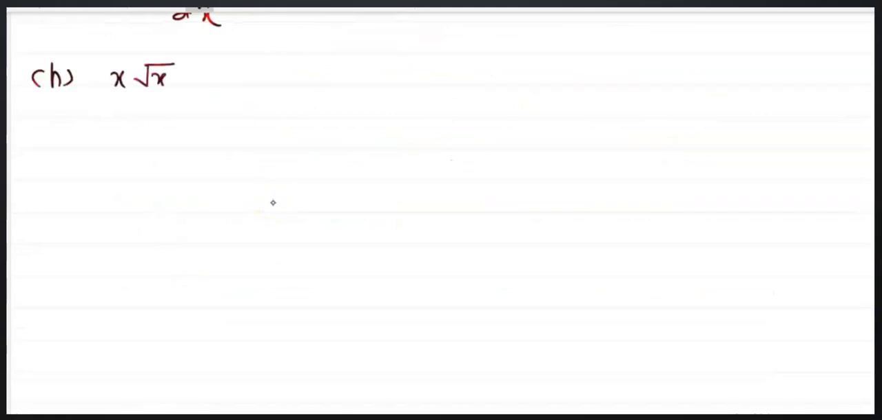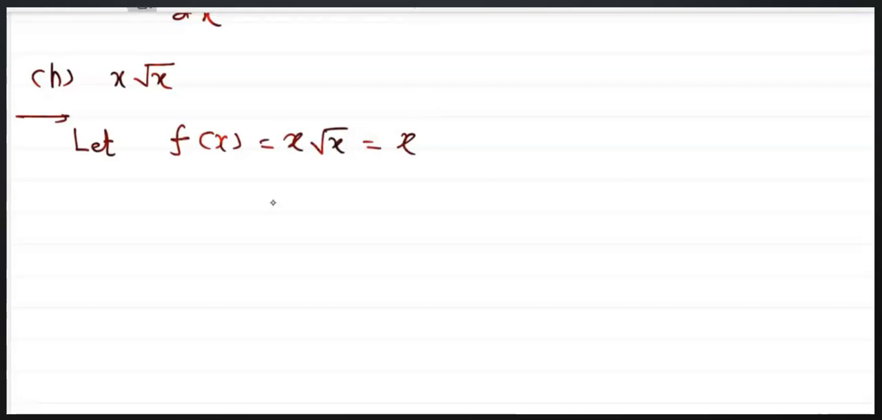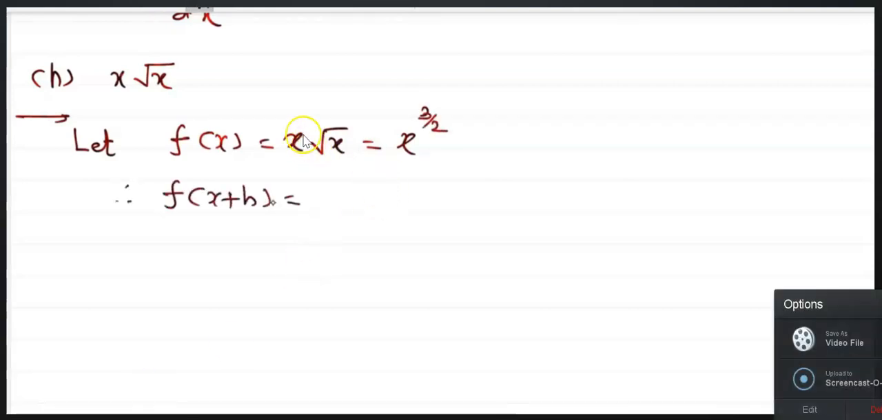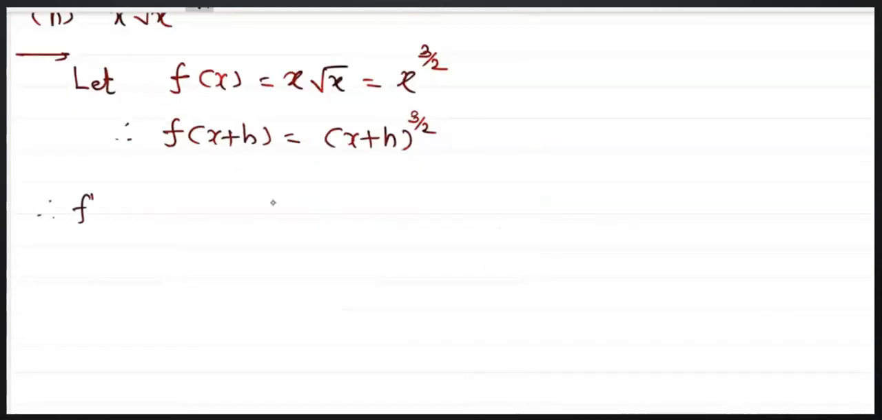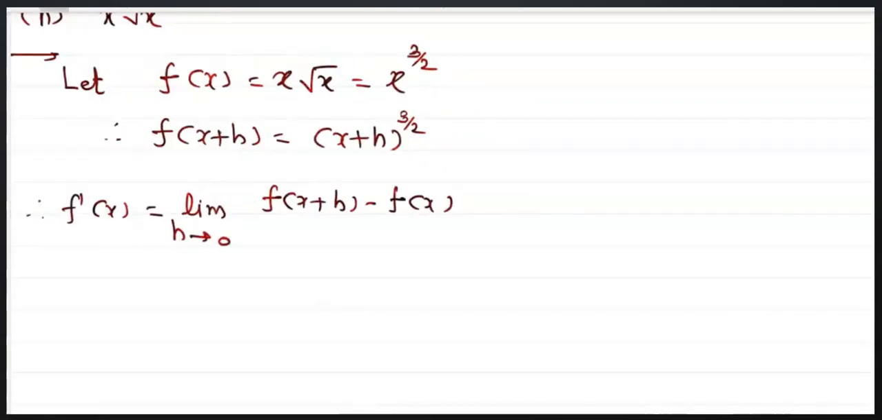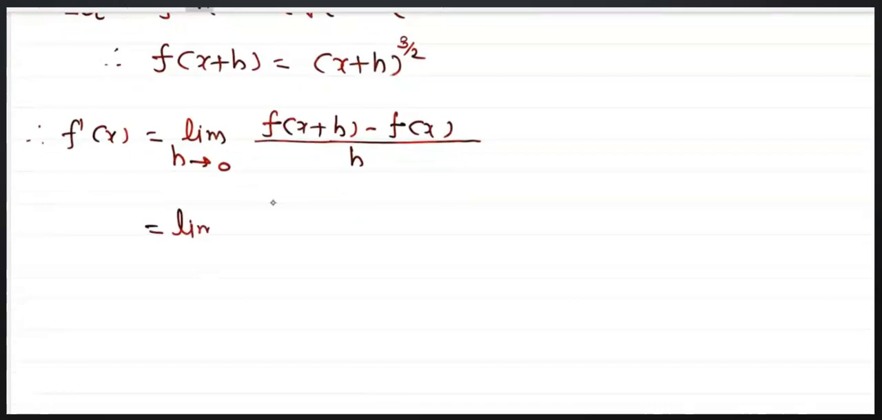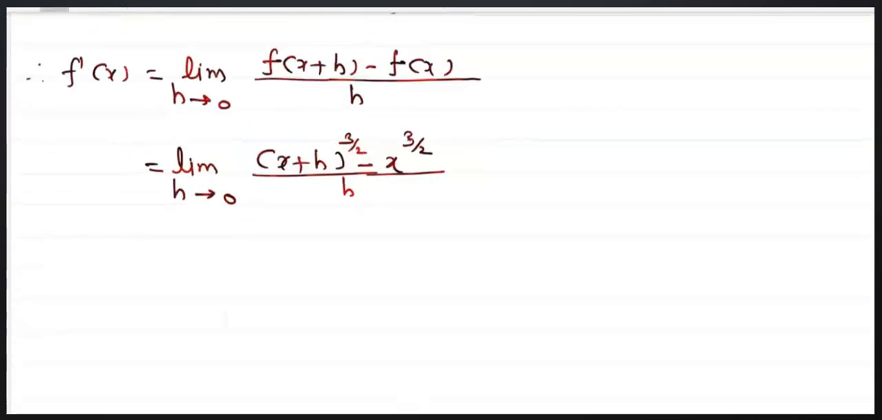Now in the next step, x root x. X root x means what? The power of this x is 1 and this is a half, so x raised to 3 by 2. Now f of x plus h is equal to (x plus h) raised to 3 by 2. Now again we'll apply the definition of the first principle, that is f dash of x is equal to limit h tends to 0 of f of x plus h minus f of x upon h.